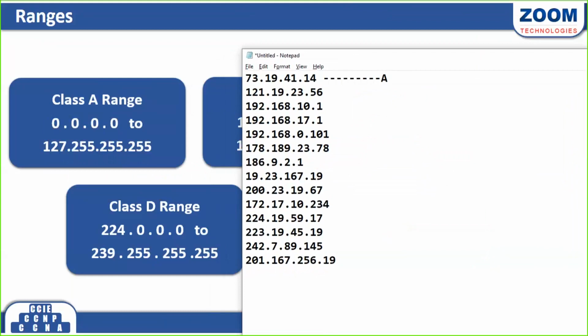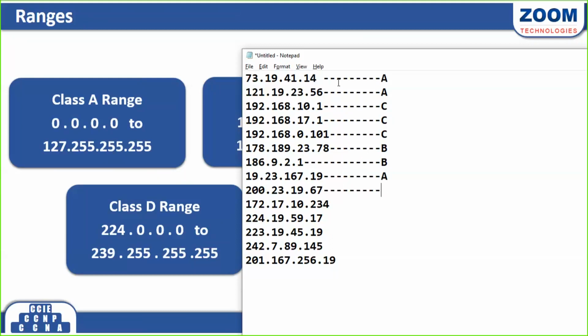Class A. Next one, 121.19.23.56: Class A. Next, 192.168: Class C. The next is also 192, Class C. Next is also C. Then 178: Class B. 186: B only. 19: A. 200.23.19.67: C. 172.17: Class B.